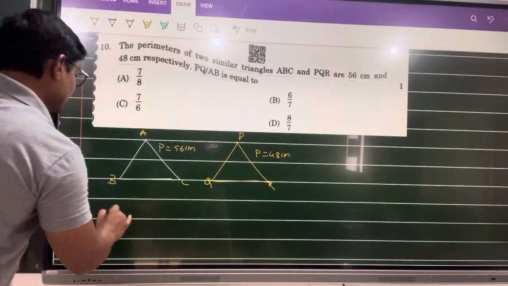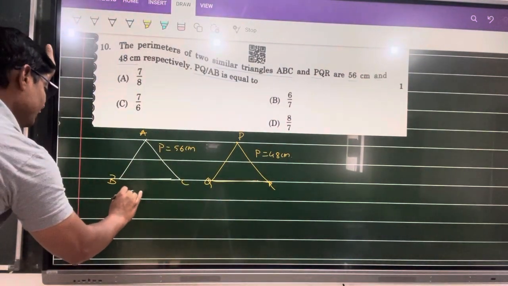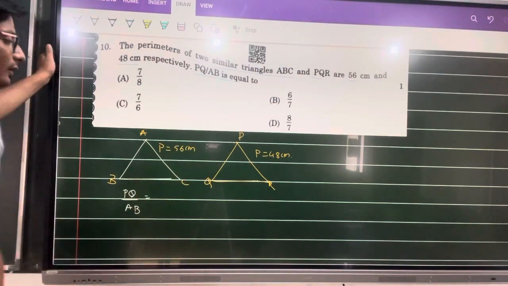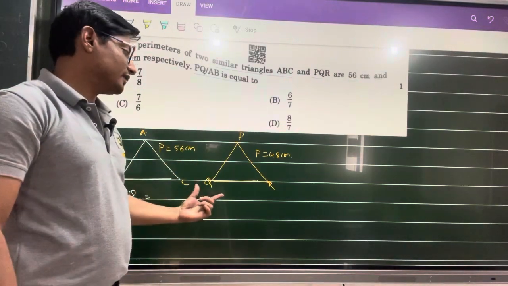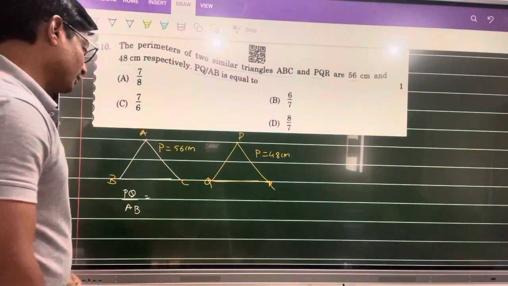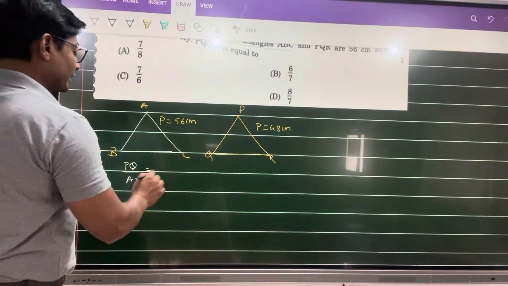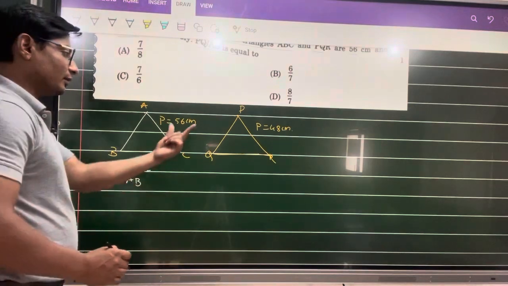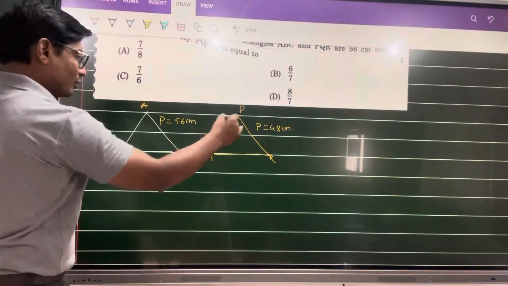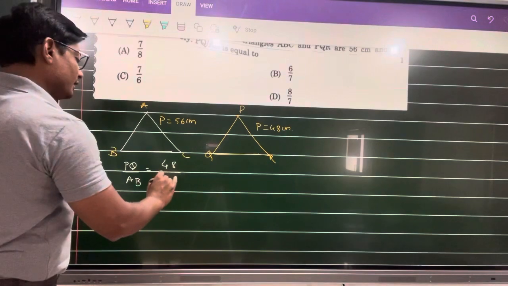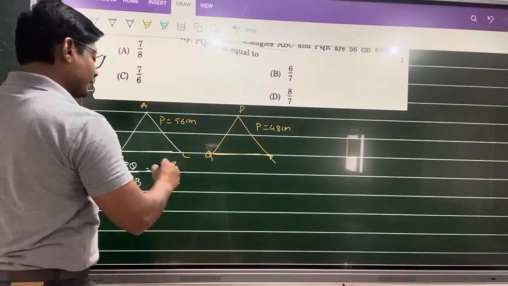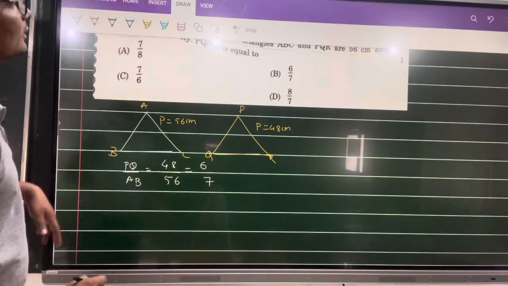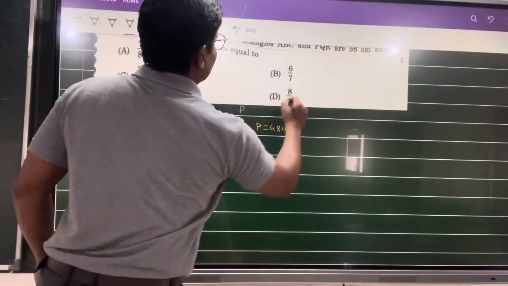Now what they are asking is the ratio of PQ upon AB. We know that when two triangles are similar, the ratio of the corresponding sides will also be equal to the ratio of the perimeters of the two triangles. So directly we will make use of this, but you have to take care of the order. Here PQ is given in the numerator, therefore we have to take the perimeter of PQR, which will be 48, and here it will be 56. By dividing by 8 we will get 6 by 7. So 6 by 7 is option B.